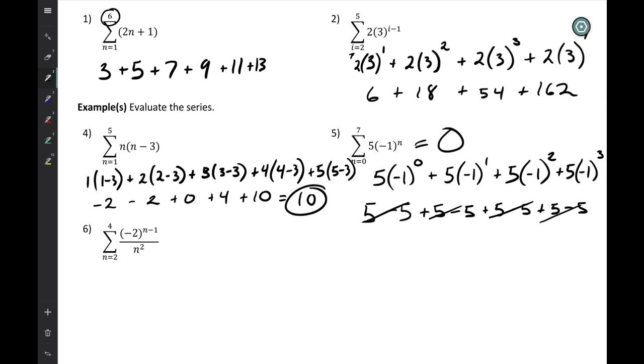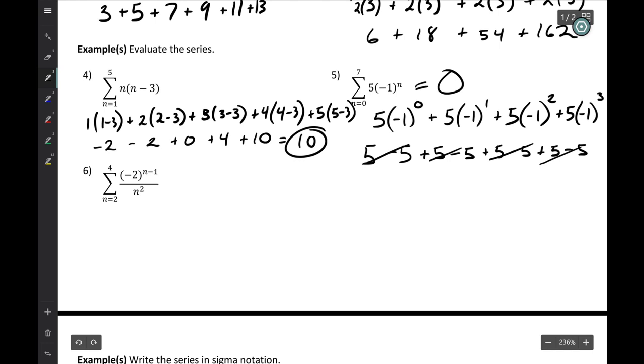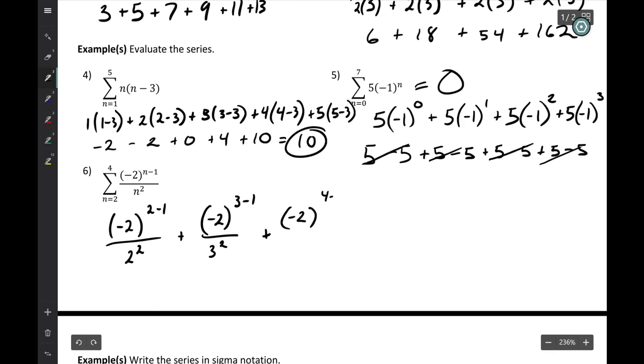Alright, last one is as complicated as I can make them. I highly recommend when you see something like this, you plug it in to see what you get. So I got the sum from n equals 2 to 4 of this nasty expression here. Start with 2. So I got negative 2 to the 2 minus 1 divided by 2 squared, plus negative 2 to the 3 minus 1 divided by 3 squared, plus negative 2 to the 4 minus 1 divided by 4 squared. Okay, let's simplify the top and bottom of each of these.